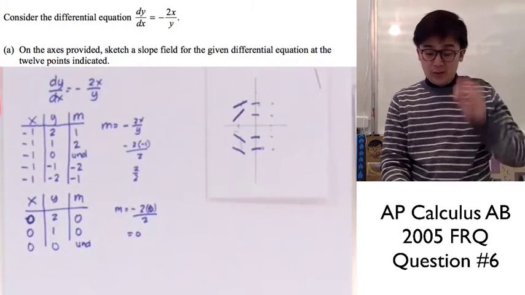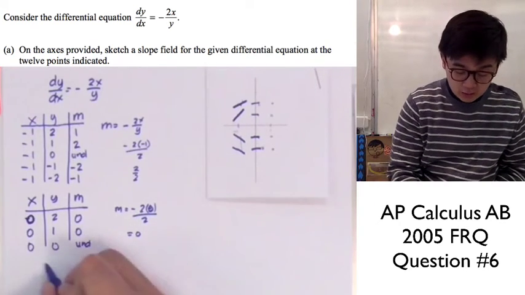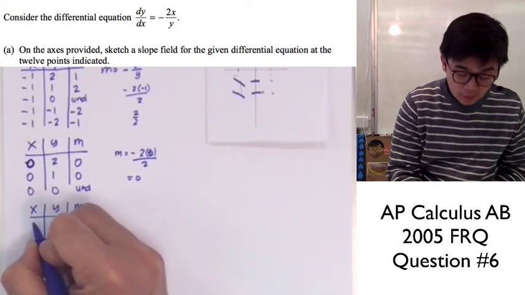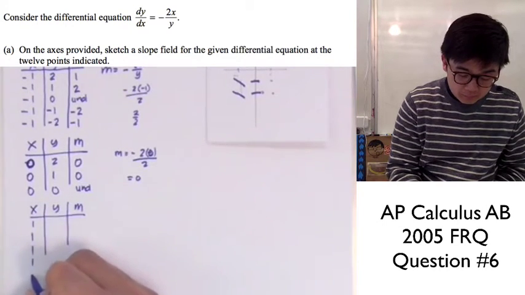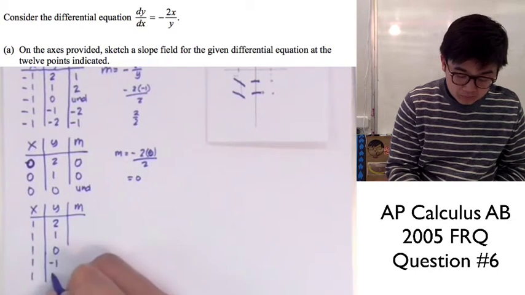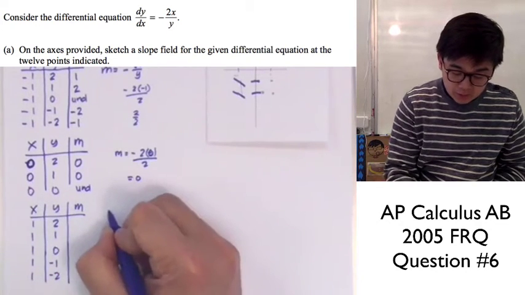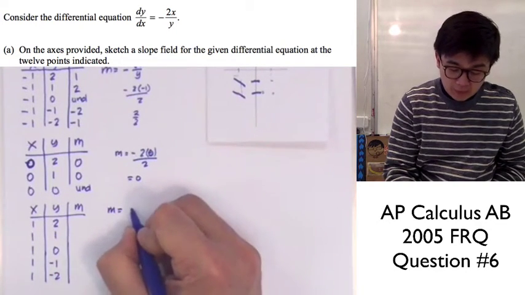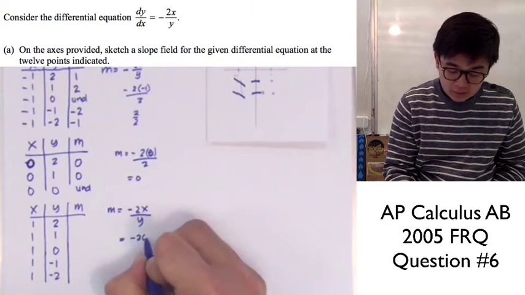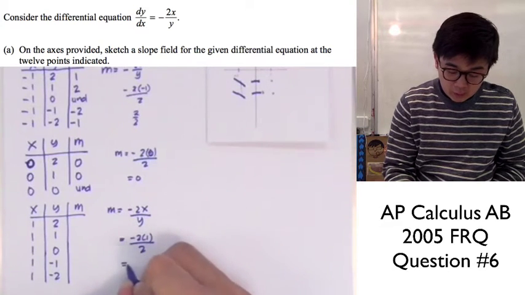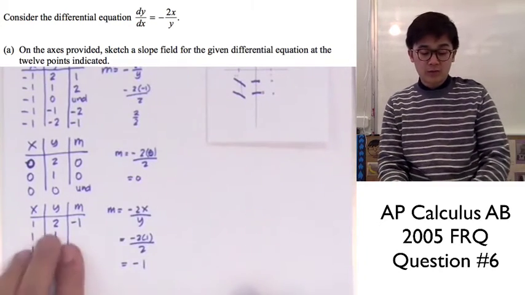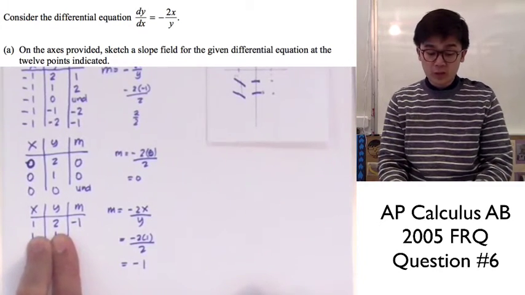because it's still going to have a 0 numerator. Now for the third column, we have x, y, and m. Now we have positive 1, and we start at positive 2 up until negative 2. So just to illustrate the first slope, we have m equals negative 2x all over y. So negative 2 times 1 all over 2 will give us negative 1. So the slope for our first coordinate for the third column will be negative 1.